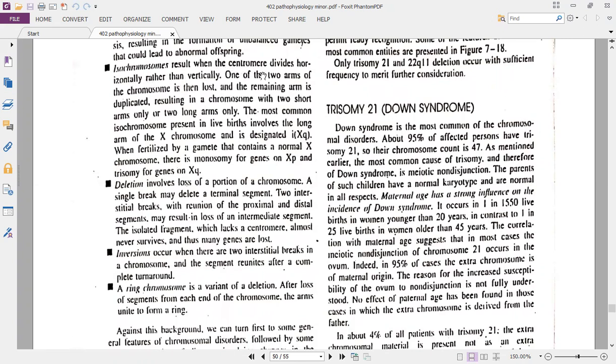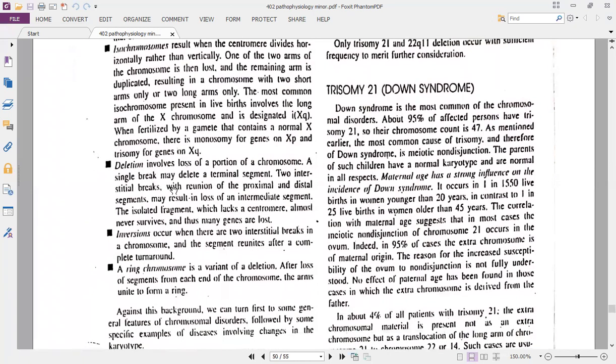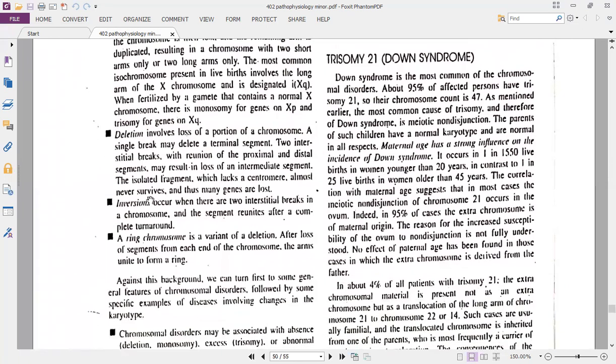But when it divides horizontally, the two arms P and Q do not segregate together, rather they segregate separately. So the P arms go to one end and the two Q arms go to the other end, because the centromere split horizontally rather than vertically. This is isochromosome. Deletion involves a portion of a chromosome that gets deleted altogether, and the region of genes which is deleted is lost as an isolated fragment.